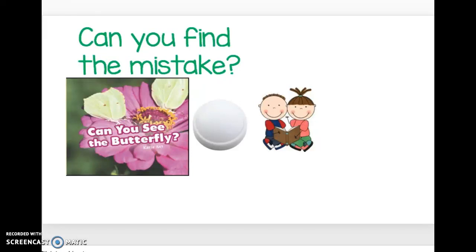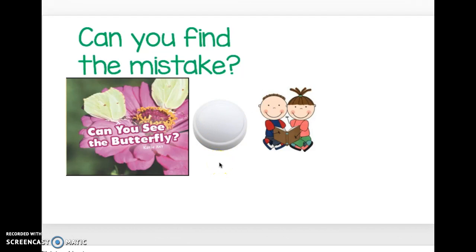Hi, boys and girls. Today we're going to play a game called Can You Find the Mistake? I'm going to read you a book called Can You See the Butterfly? And every time that I make a mistake or I don't cross-check, you are going to hit the tap light.